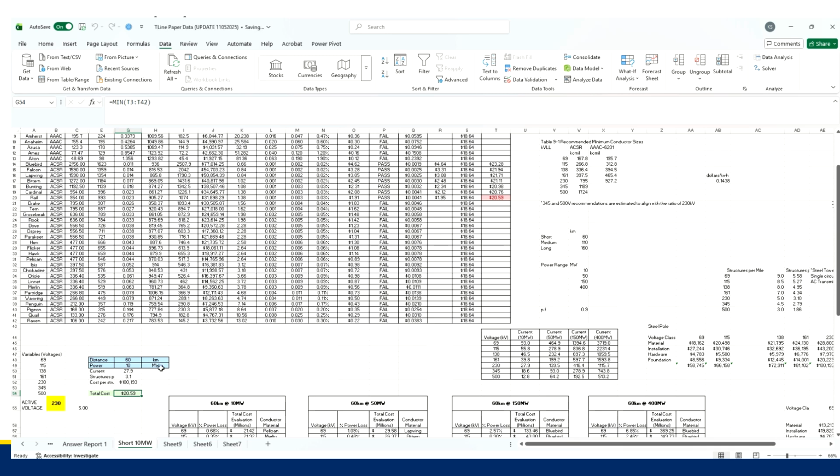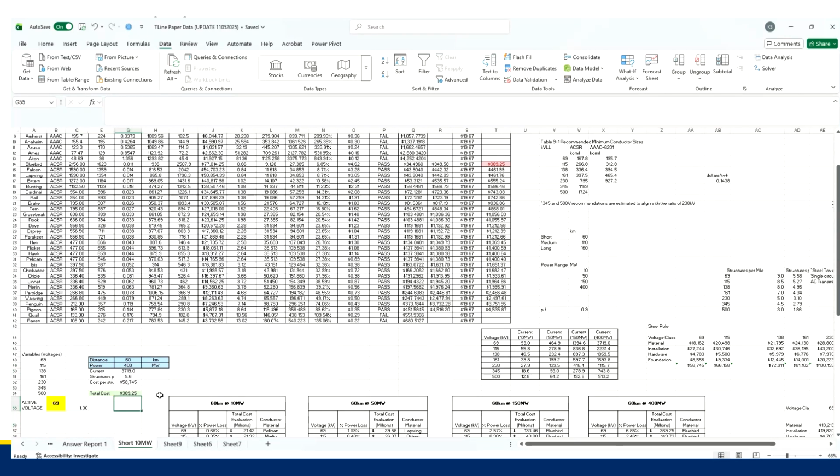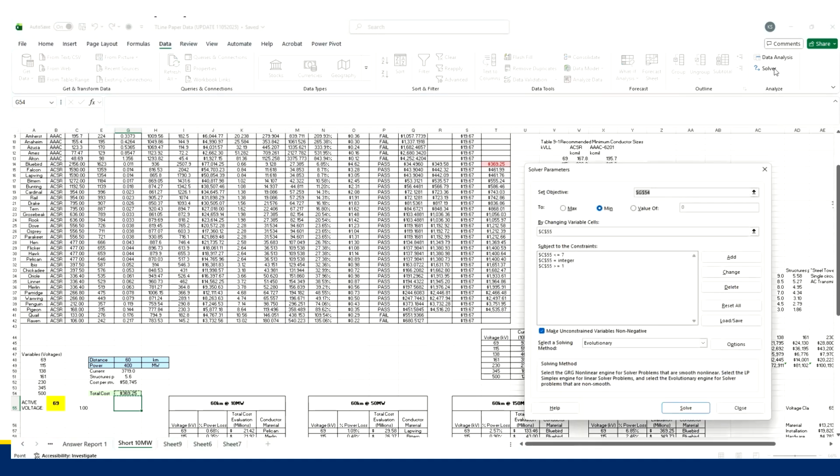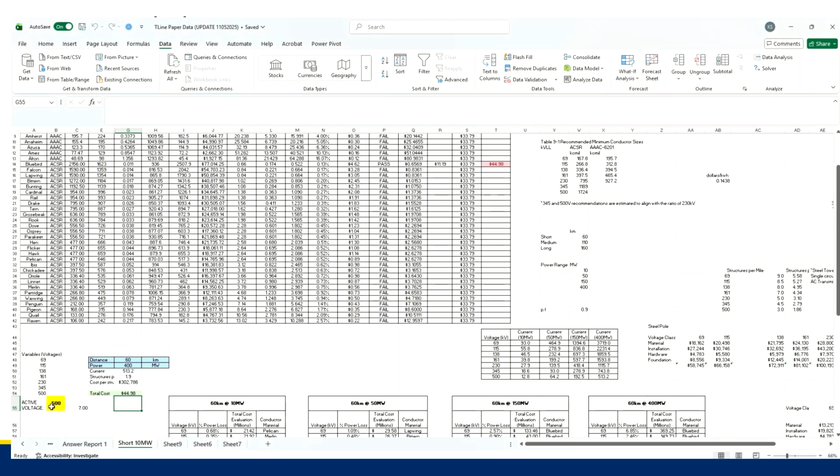So let me change to another variable here. So we'll go 400, take me back to 69 kV as a starting point. I'm going to run my model again for 60 kilometers and 400 megawatts. And when I do this, you can see that it changes my optimal voltage now to 500 kV and 44.98 million as the total cost estimate for that.